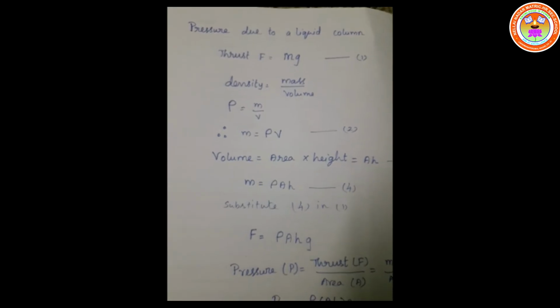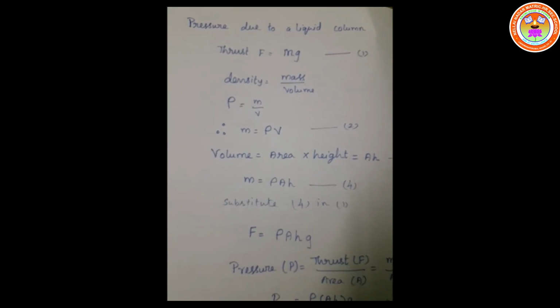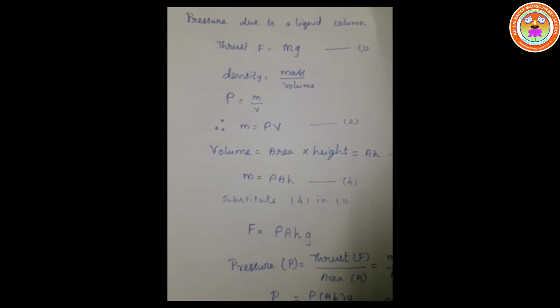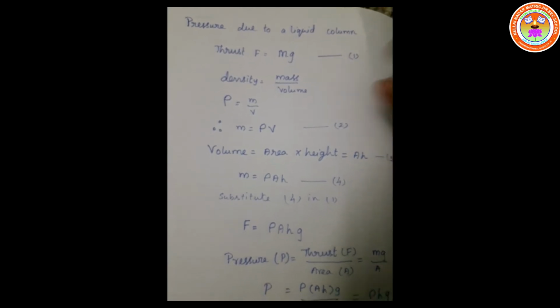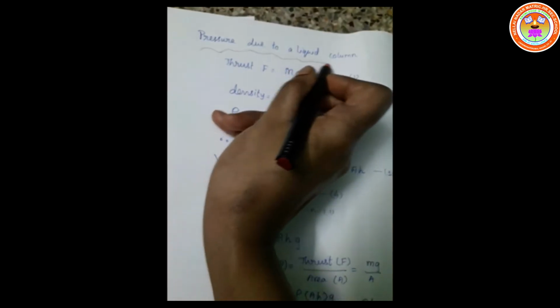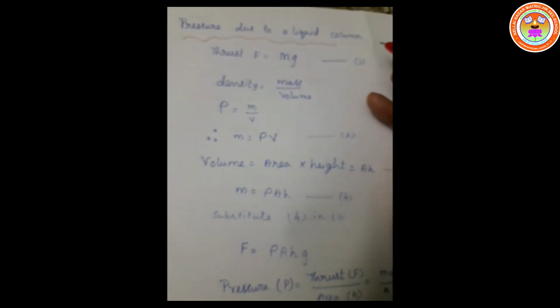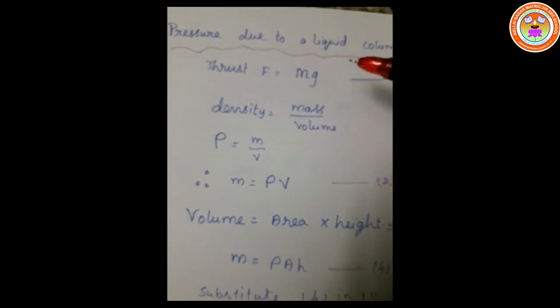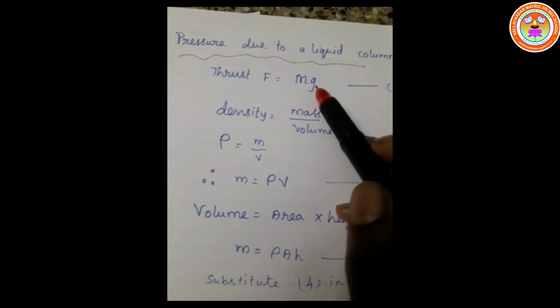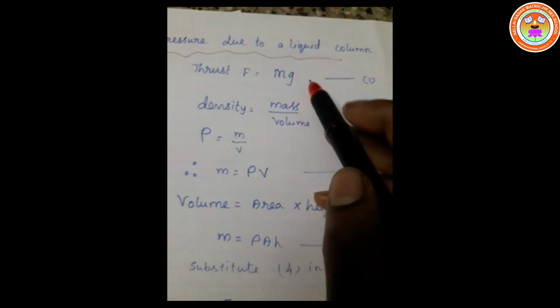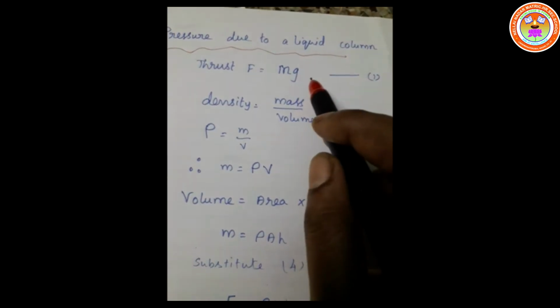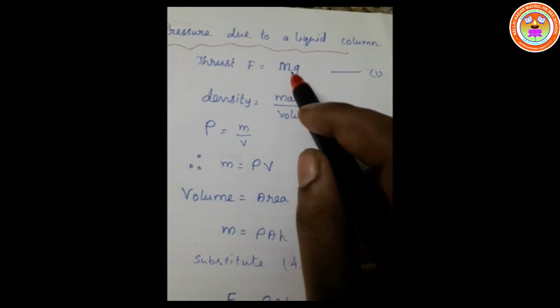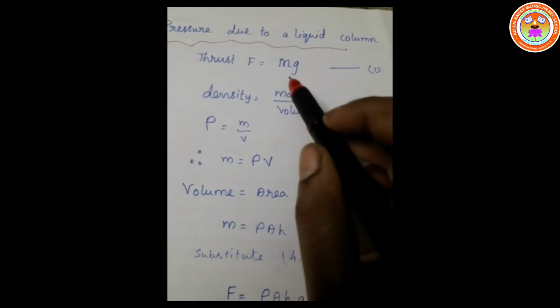Okay students, let me derive the pressure formula due to a liquid column. Already we know the thrust formula well. Thrust is nothing but force. Thrust is equal to force, which is equal to mg. This formula we have already discussed in the first lesson itself. Force is nothing but m into g, where m is mass and g is acceleration due to gravity.